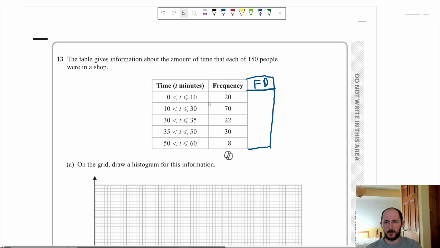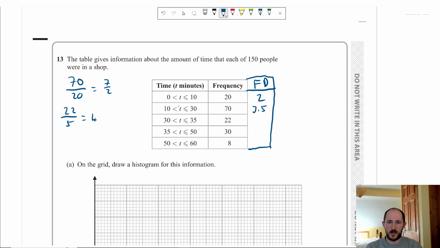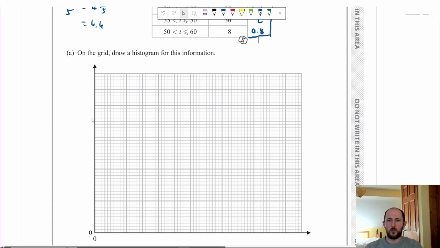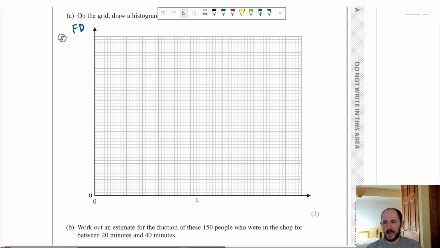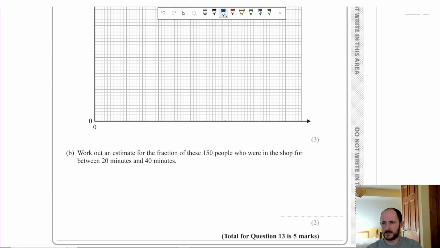So 20 divided by the width, that's 10, right? It goes from 0 to 10, difference of 10. 20 divided by 10 is 2. That would be 70 divided by 20, which is 7 over 2, which is 3.5. Then it's 22 over 5. Yeah, great, that's a lovely number to pick. So that goes in 4 times remainder 2/5. So that's 4.4. That's 30 over 15. That's lovely. That's 2. That's 8 over 10, which is lovely. It's 0.8. Then on your y-axis is frequency density. And on your x-axis is whatever this is. So the time in minutes.